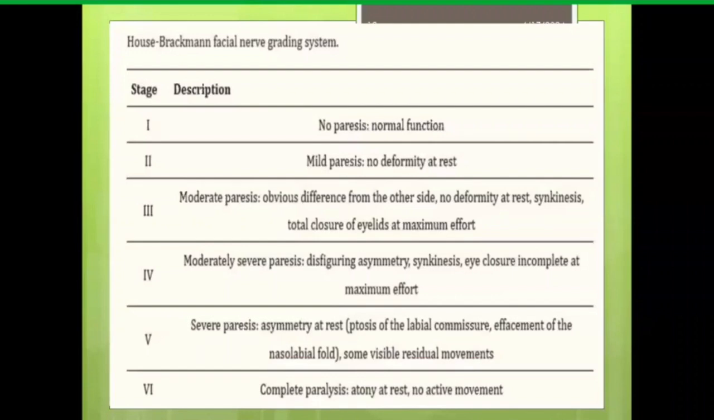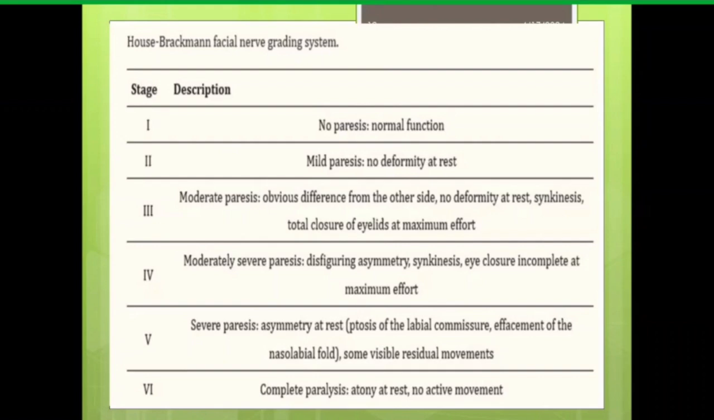Now, in order to grade this, there is a very important grading system known as the House-Brackmann facial nerve grading system. It says that no paresis and normal function is the first grade; the second grade is mild paresis with no deformity at rest; third is moderate paresis; fourth is moderately severe paresis; fifth is severe paresis; and sixth is complete paresis, atony at rest, with no active movement.